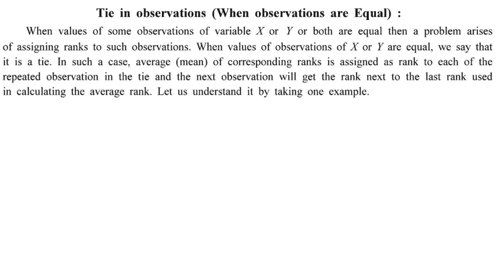When the values of the observations are the same, there is a problem in assigning ranks to such observations, and at that time we say that there is a tie in the observations. At that time we take an average of the ranks to be assigned to such observations. We will take an example for that.